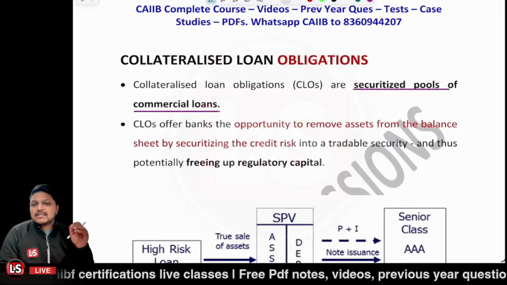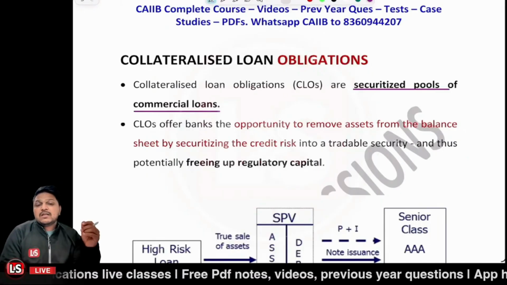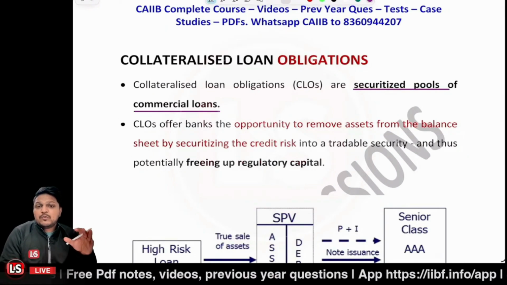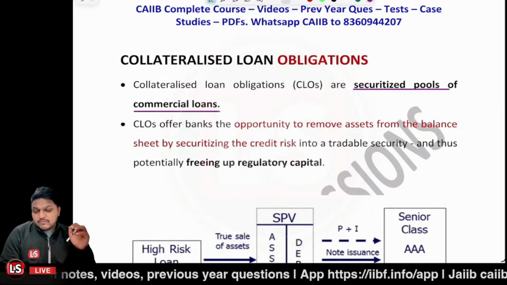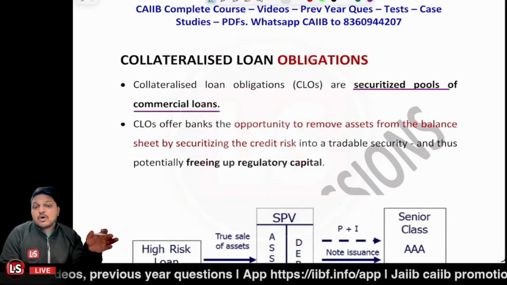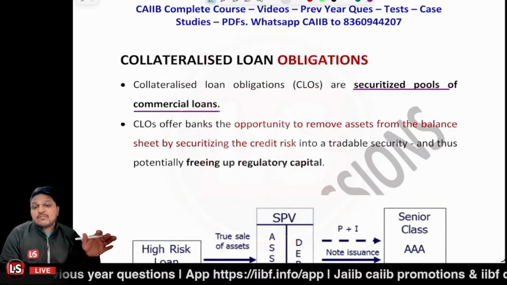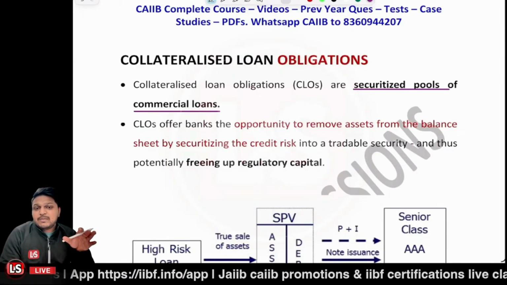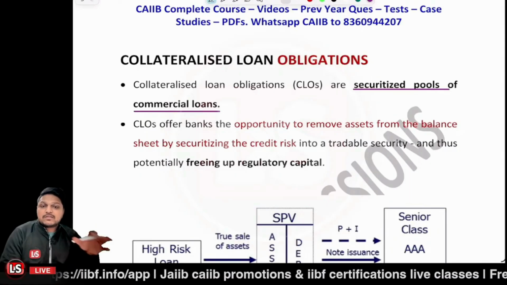So CLO, that is a collateralized loan obligation, is a structured securitization that is going to be backed primarily by a pool of corporate loans. We can say the senior secured loans or leveraged loans, right? And there are multiple tranches which will be available to the investors.